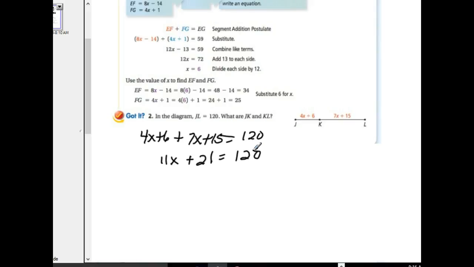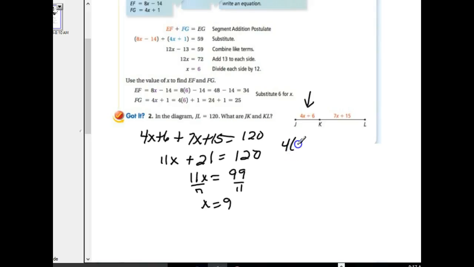If I subtract the 21 over to this side, I'm going to end up with 11x equals 99. If I then divide both sides by 11, then x ends up being 9. Now, for the same reason as before, I have solved the key element, which is the x, but it still doesn't give me the answer. To find JK, I'm going to have to go back up and substitute in here.